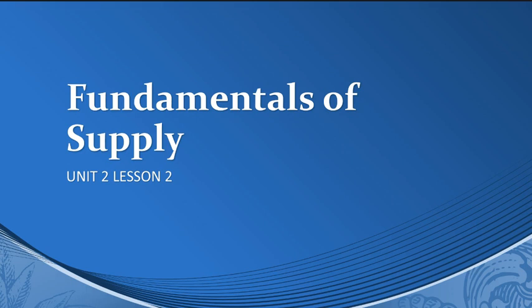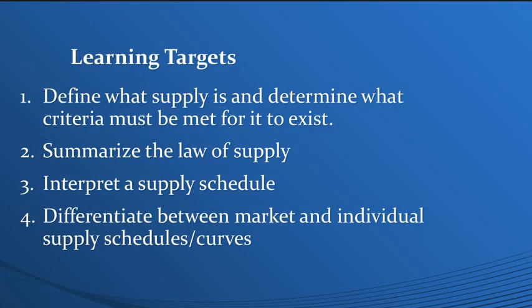So let's get into our learning targets, what we're going to try and accomplish through this video. We're going to define what supply is and determine what criteria must be met for it to exist. We're going to summarize the law of supply. We're going to interpret a supply schedule. We're going to differentiate between market and individual supply schedules and curves. As you can see, the learning targets are pretty much the same as they were for demand. The only thing I had to change is I swapped out the word demand and put in supply. Let's get into it.